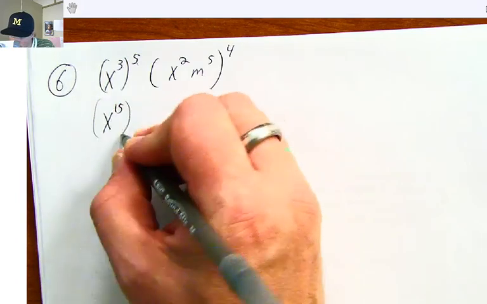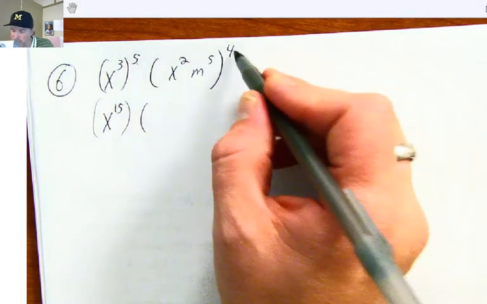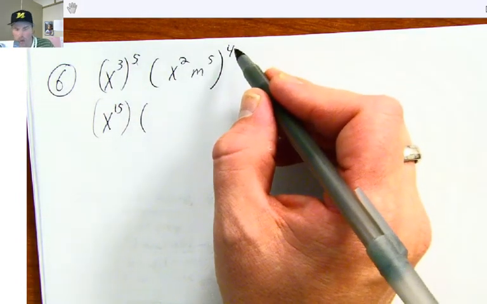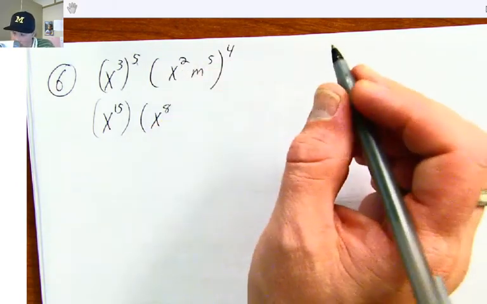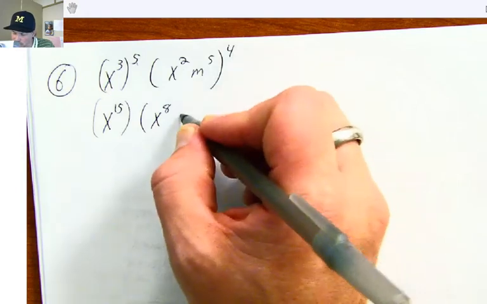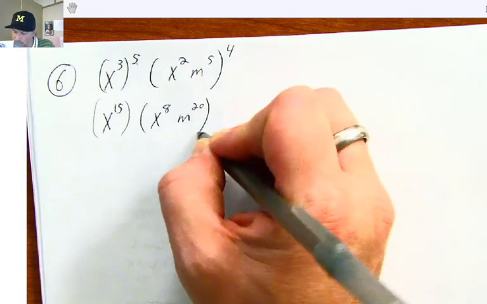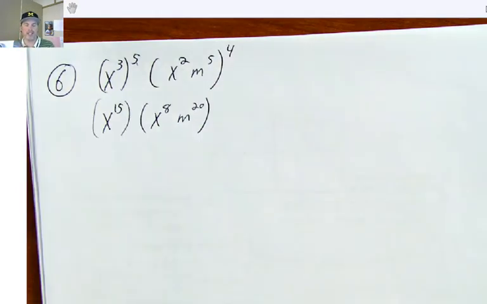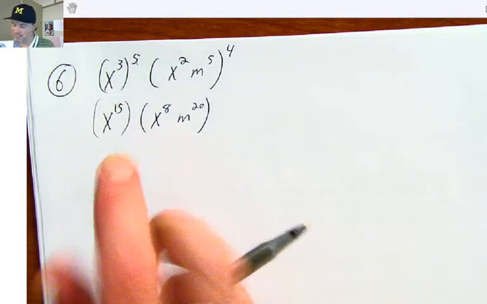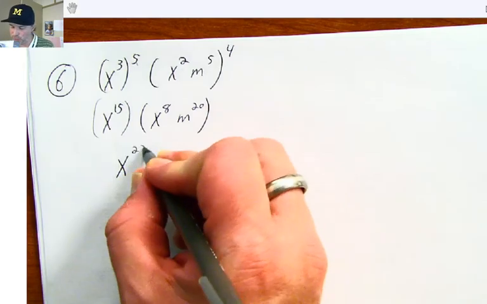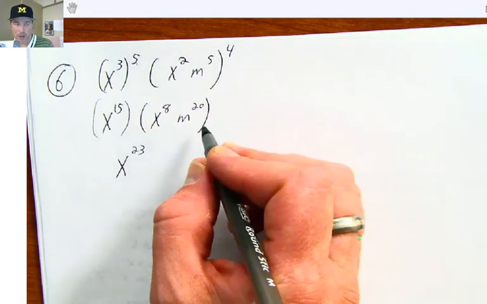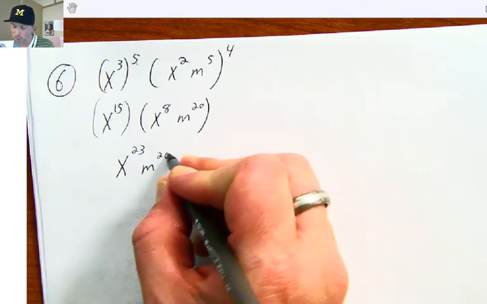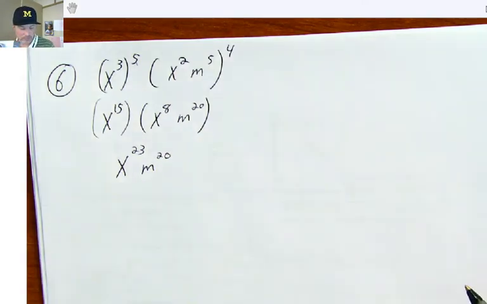And that's in this first set. The second set, if you apply your power property, x squared to the 4th power, that's x to the 8. M to the 5th to the 4th power, that's m to the 20. Then you can combine these under product rule. X to the 15 times x to the 8, 15 plus 8 is 23. M, there is no other m in this problem, so this just stays m to the 20.